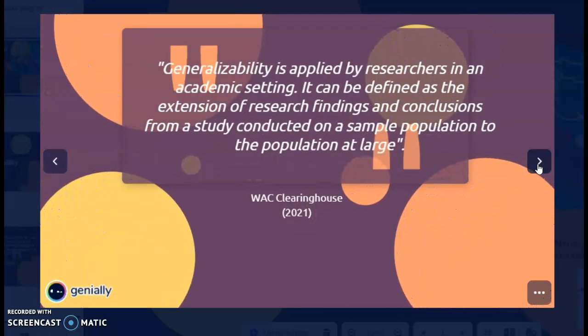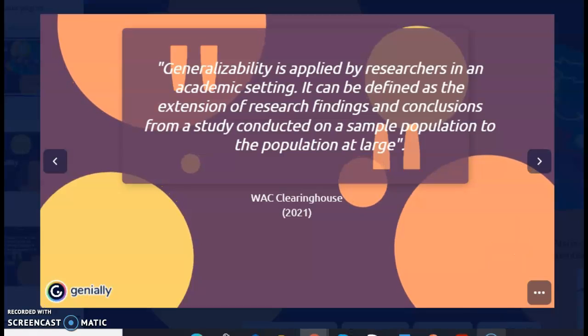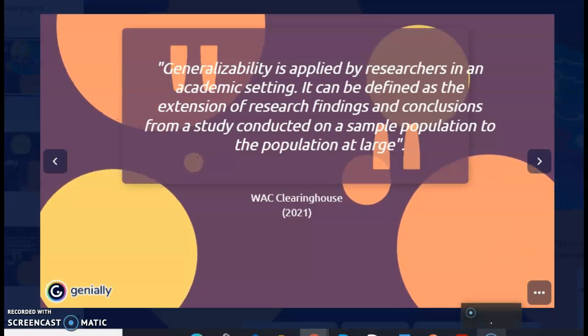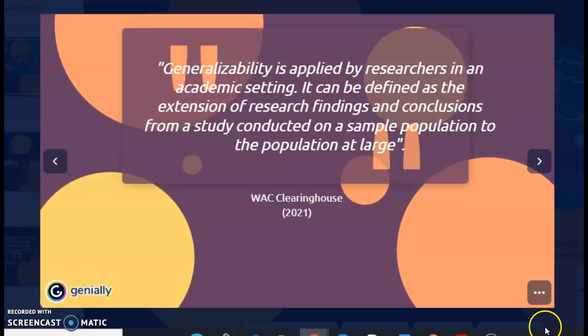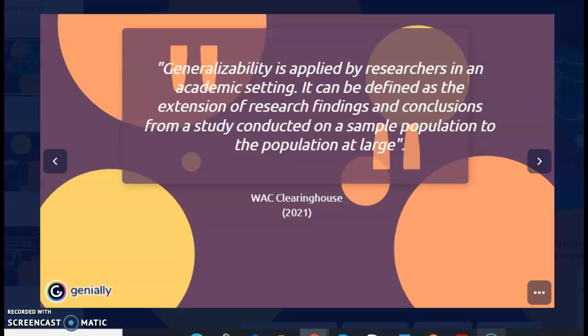Generalizability is applied by researchers in an academic setting. It can be defined as the extension of research findings and conclusions from a study conducted on a sample population to the population at large, and that's from the website Clearinghouse.